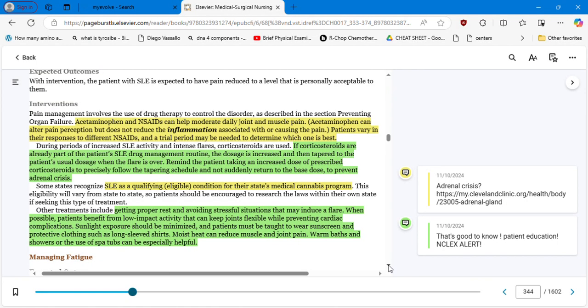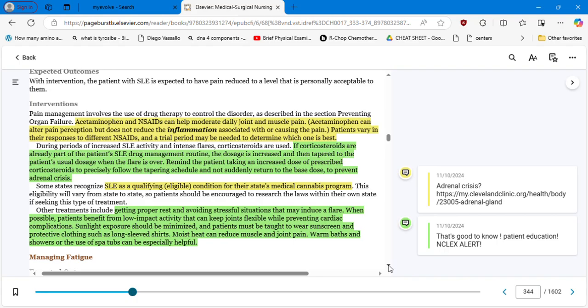A patient with SLE is going to take acetaminophen and NSAIDs that can moderate daily joint and muscle pain. The most important point is that acetaminophen, your Tylenol, can alter pain perception but does not reduce the inflammation. Remember, NSAIDs stands for non-steroidal anti-inflammatory drugs, right? So your NSAIDs are better. But in this type of condition, we have to do a trial to see which one works best for the patient.